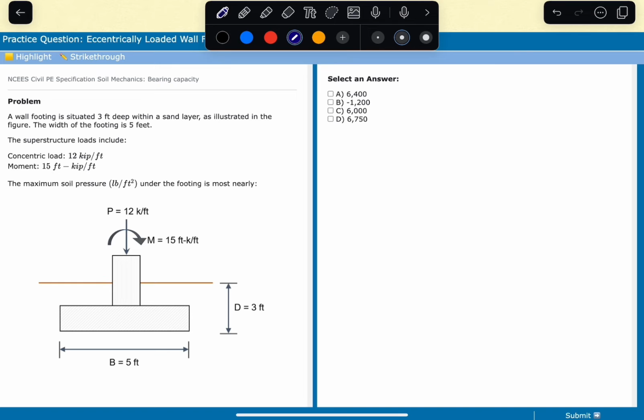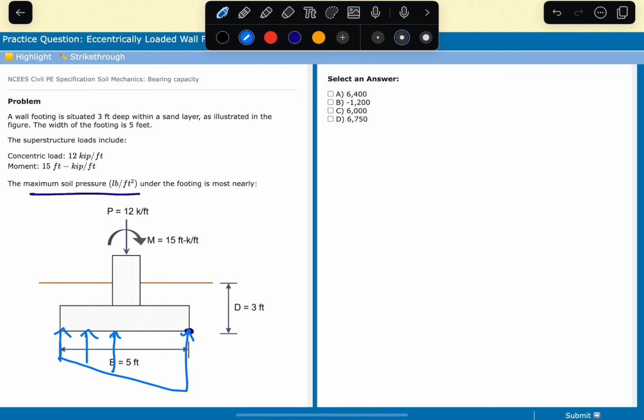It's asking us to find what the maximum soil pressure is. It's going to be at this corner over here. When dealing with an eccentric footing, you're really looking for two cases. First case is going to look something like this, where you've got this trapezoidal distribution.